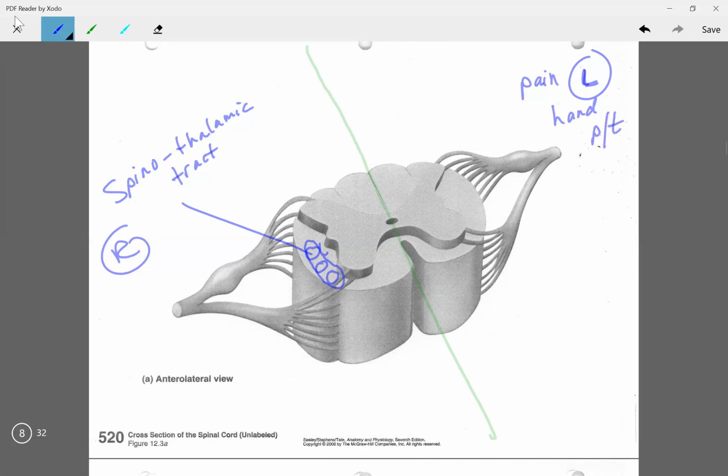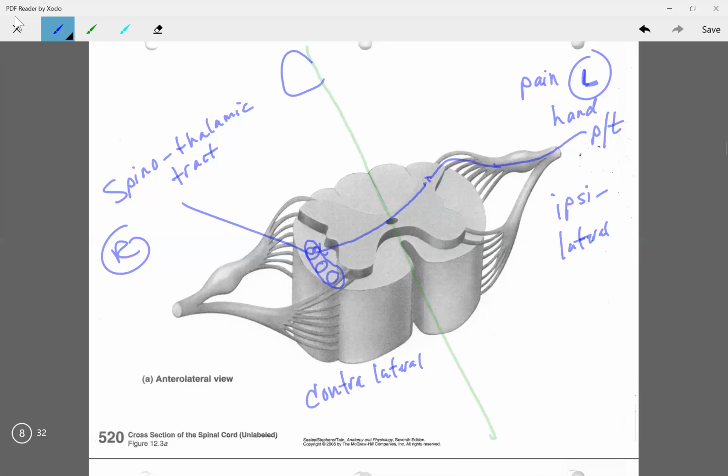or pain and temperature. Okay, so information goes in the dorsal nerve root into the dorsal horn. Now watch this. Crosses over at the level of the cord. Okay, now we are contralateral. We went from ipsi to contralateral. So now we are on the other side of the cord.